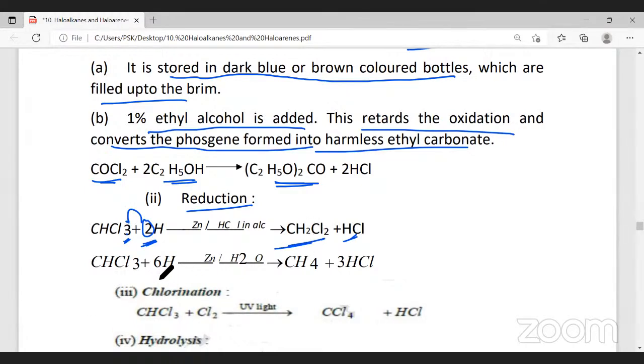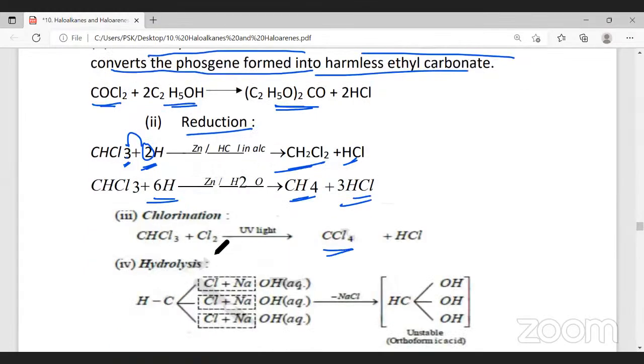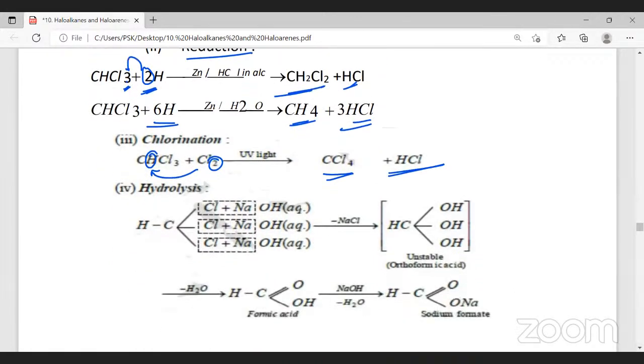Next reaction, chloroform, chlorination. This hydrogen is eliminated as HCl. In place of this hydrogen, the other chlorine goes. Therefore, you get what? CCl4, carbon tetrachloride. So chloroform on chlorination, we will get carbon tetrachloride.